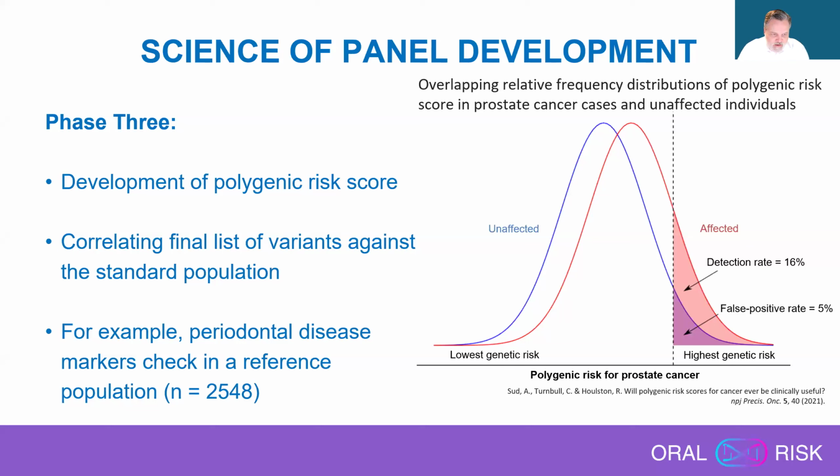In this case, for periodontal disease, the markers that we're checking for reference a population that the individual is being compared against of 2,500 patients. So this is a very good overview of the profile of the general population that they're being compared to.